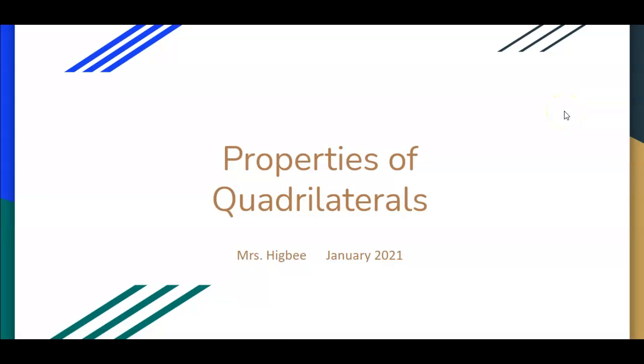So today we are going to be talking about properties of quadrilaterals. Remember that quadrilateral means a four-sided shape. These are definitions that you're going to need for all of next week as well. So make sure that you have these in a safe place because you're going to really be using these and looking at them a lot.